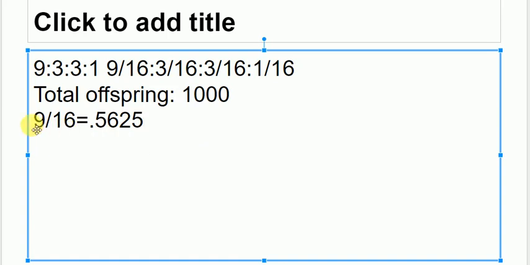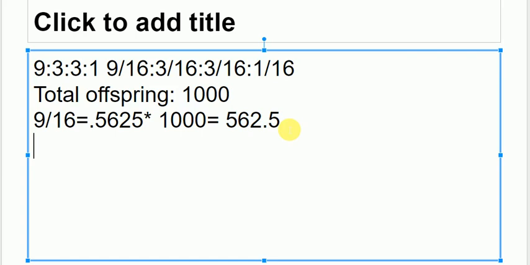Okay, so the next step after 9 divided by 16 is, this is 56% right here. This number is about 56% because we're representing our percentage in a decimal. So what we need to do is multiply that times our total offspring, and that gives me how many I should expect to see. I should see 56.25% of the 1,000 offspring observed. That should come out to 562.5. So for dominant for both traits, this number right here is what we should see.